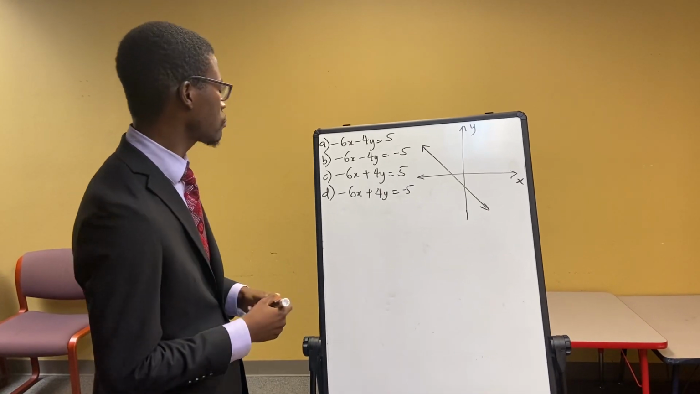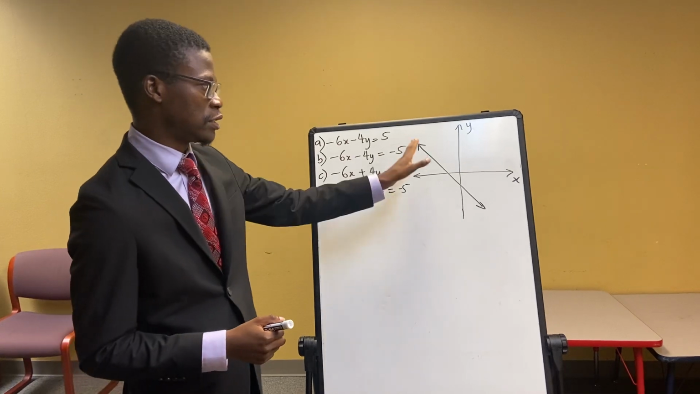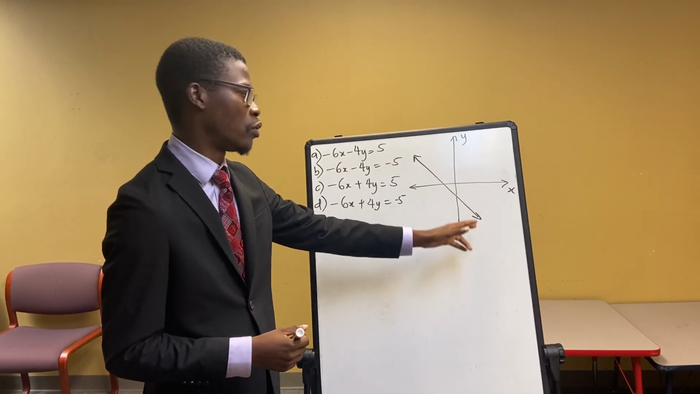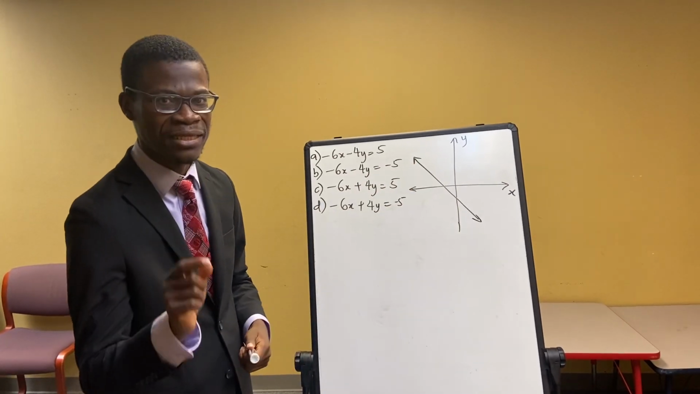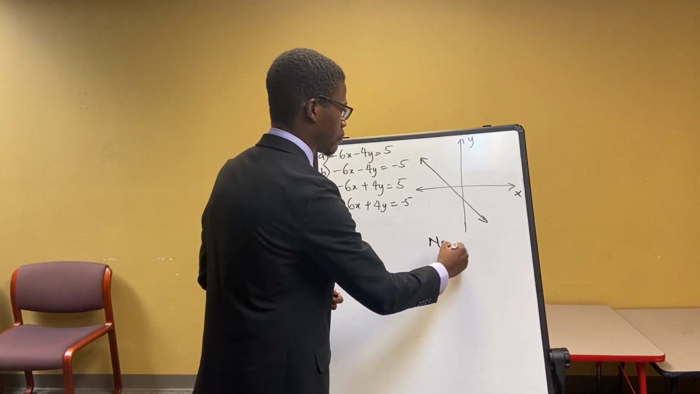The first thing you need to know about this diagram is that when you have a line like this on an XY plane, it represents a negative slope. A what? A negative slope.